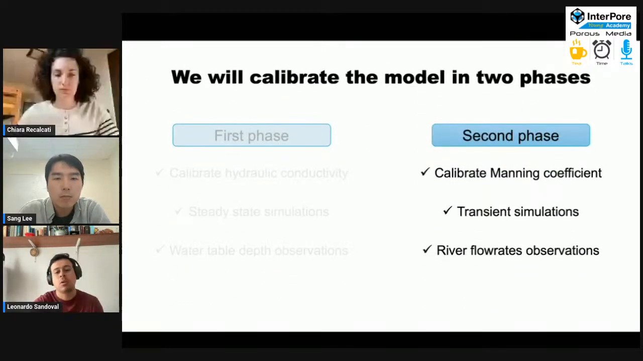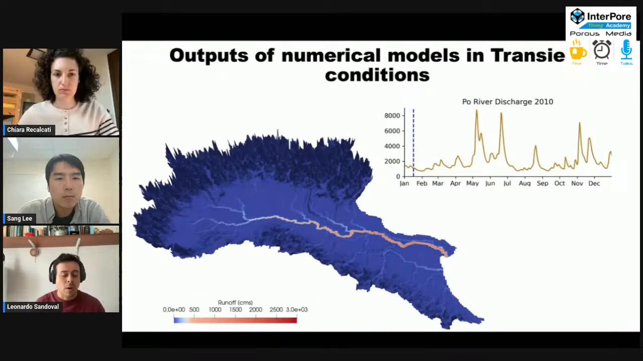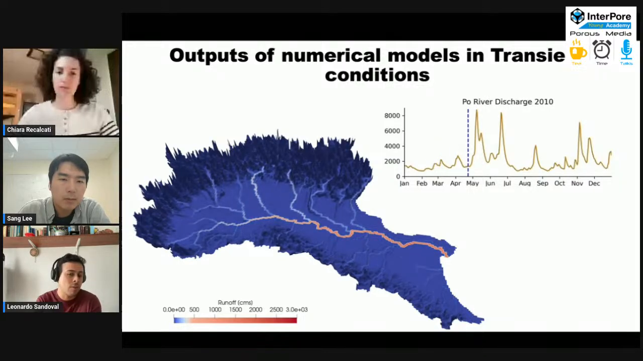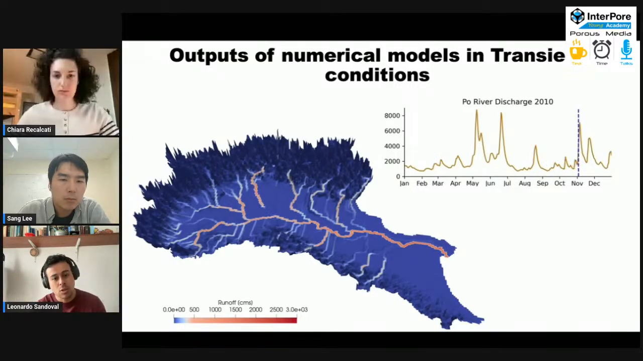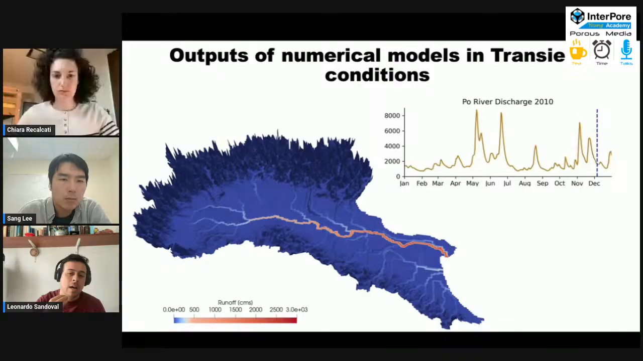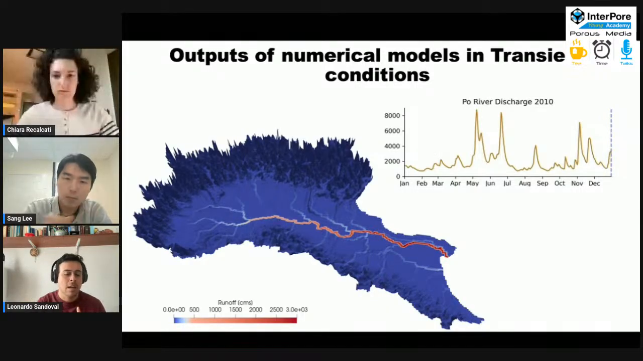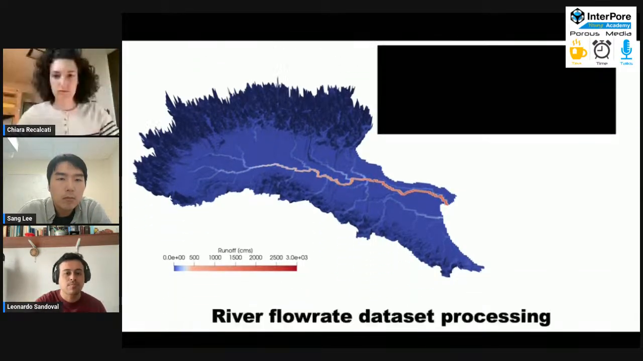Then we proceeded to calibrate Manning coefficients. For that, we use the outputs of our numerical simulations. When we run the model in transient conditions, we get this information. We get the runoff or the discharge or the flow rate in each one of the cells of our system, and this is a function of time. Then we can simply use the values observed in different flow rate stations to compare the results of our simulations and eventually conduct the calibration.